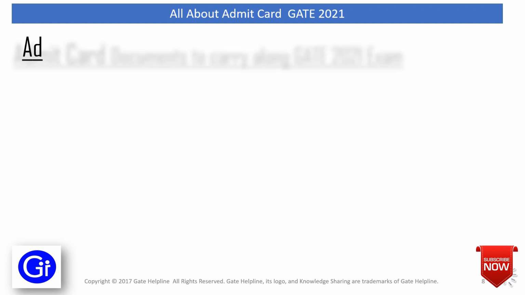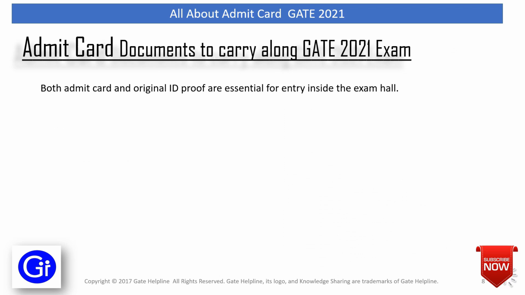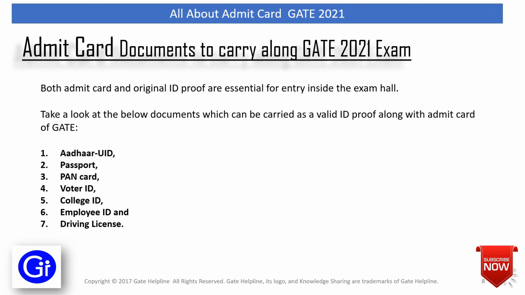Friends, in this section we'll talk about documents to carry at exam center. So friends, both admit card and original ID proof are essential for entry inside the examination hall. And take a look at the below documents which can be carried as a valid ID proof along with admit card of GATE. So friends, these are the original ID proofs you can take along with you at the time of exam center.